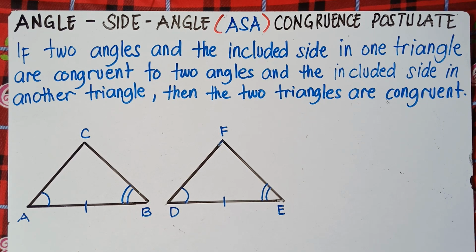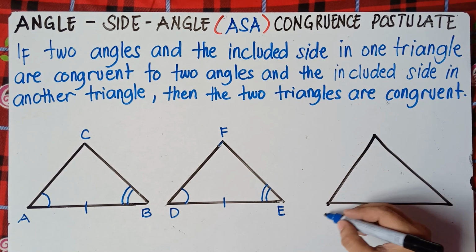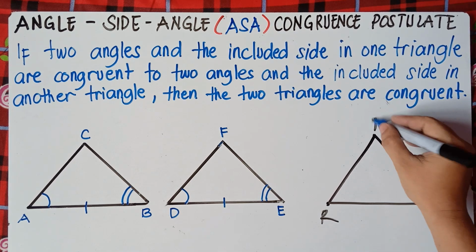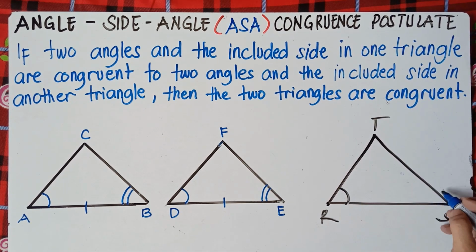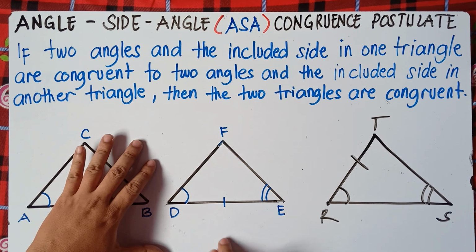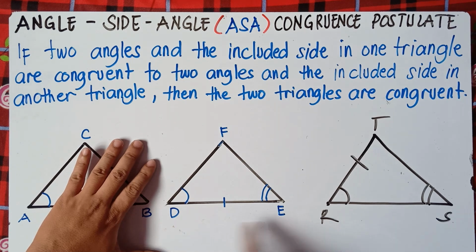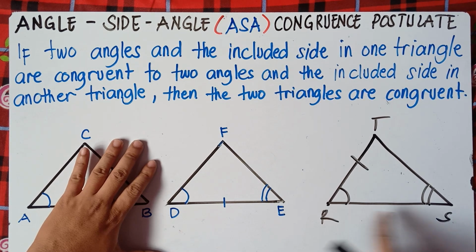But what if your teacher asks you, class, what about this triangle? Let's label this one as RST, and I will put the markings. Your teacher will ask you, compare these two triangles. Are they congruent? Now you check the angles. Angle D and angle R are congruent with regards to the markings. You can also see that angle E and angle S are congruent with regards to the markings.